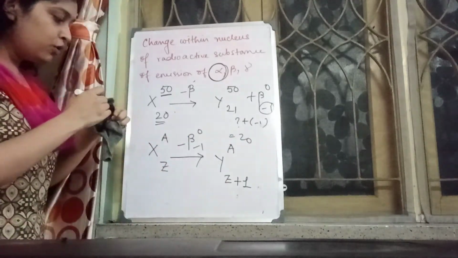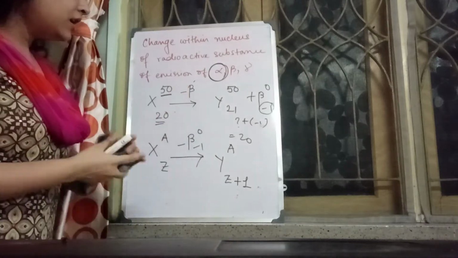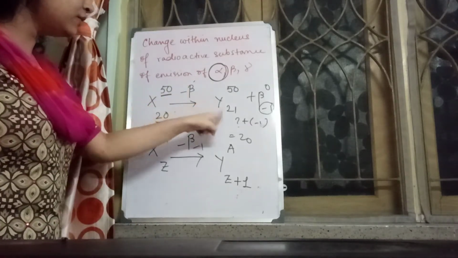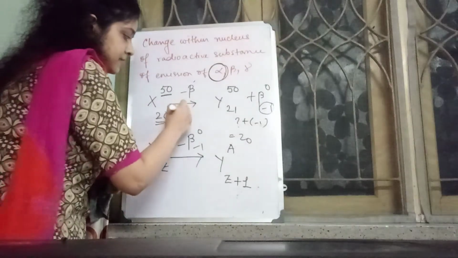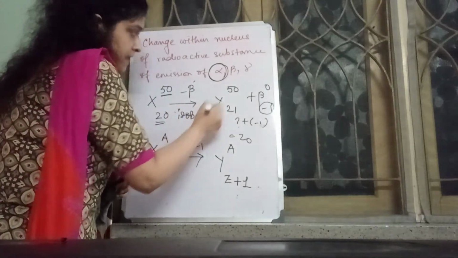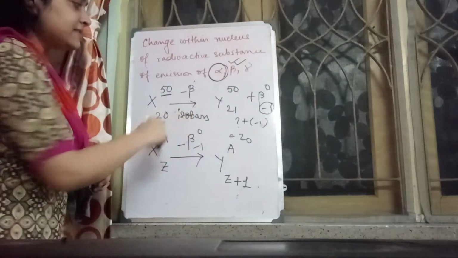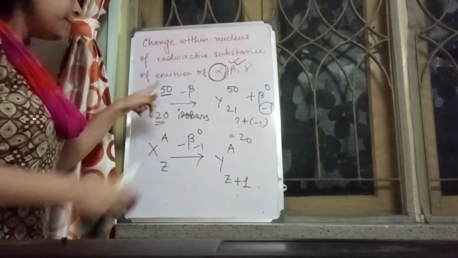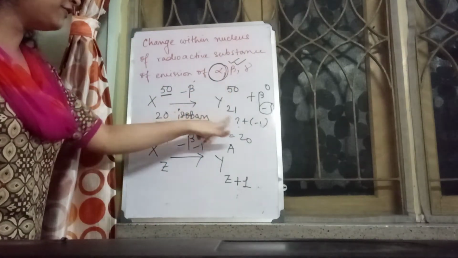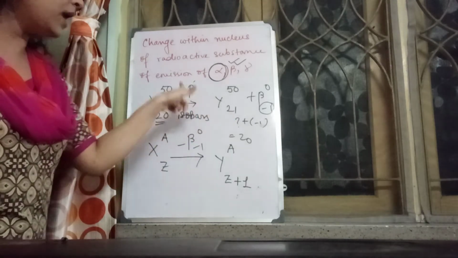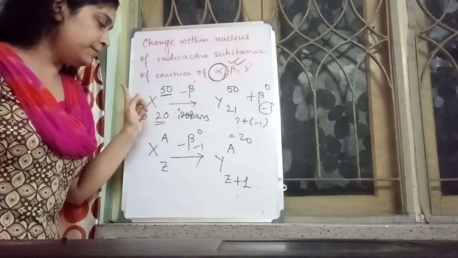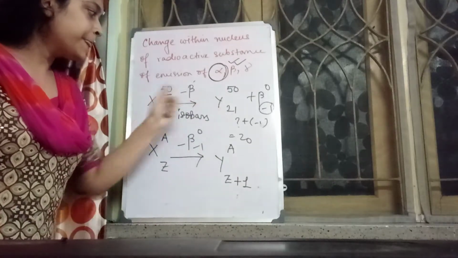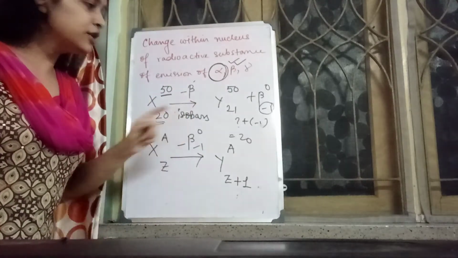Can you then follow? By the emission of beta, what is the relation between X and Y? X and Y relation, they are isobars. By the emission of beta, they are isobars. See, atomic mass number same, atomic number different. So, by emitting one beta particle, the parent nucleus and daughter nucleus, they are isobars.